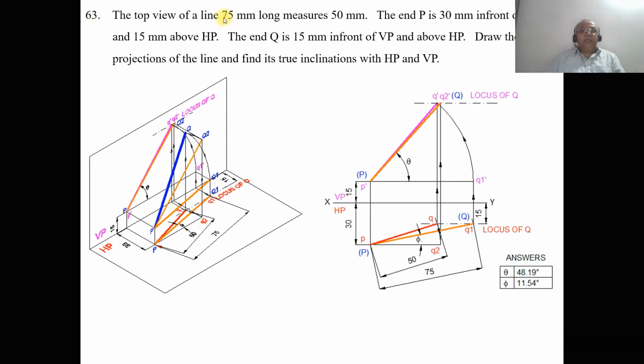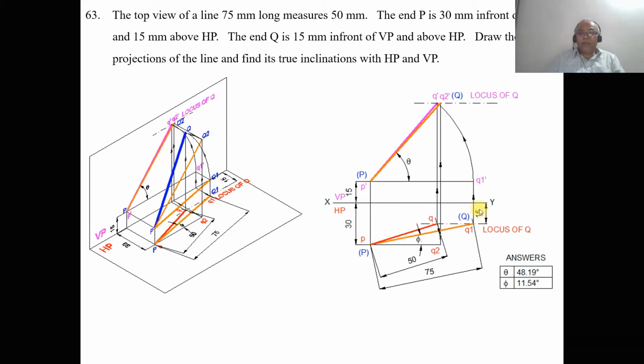The top view of a line 75 mm long measures 50 mm. The end P is 30 mm in front of VP and 15 mm above HP. The end Q is 15 mm in front of VP and above HP. Draw the projections of the line and find its true inclinations with HP and VP.